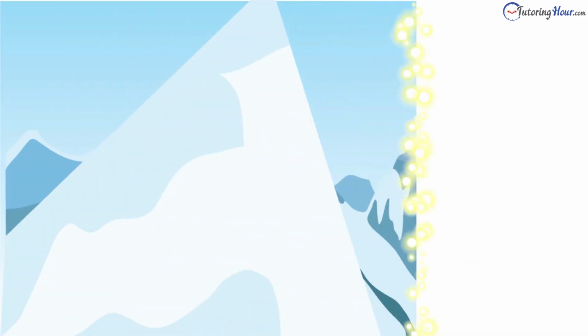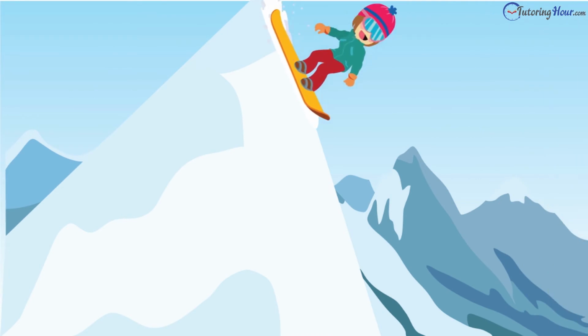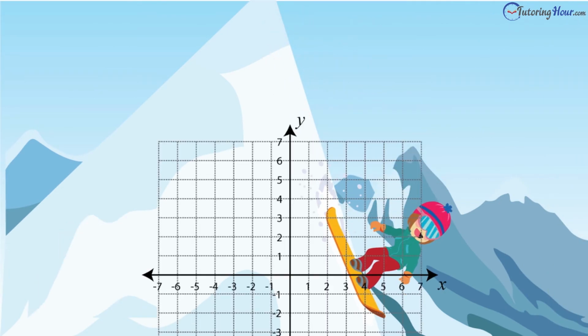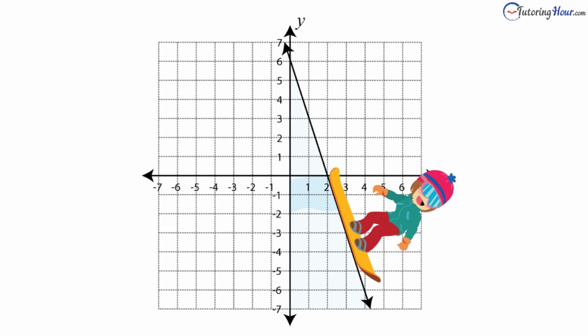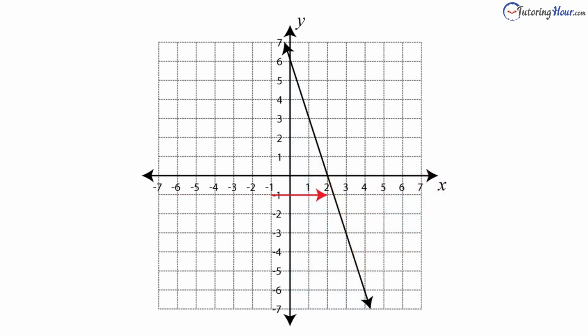Let's move on to our next slope. Imagine this snowboarder sliding downhill. Let's represent that on the Cartesian plane. As you move from the left to the right on the x-axis, the line goes down. We'll pick 2 points on the line, point A (1, 3) and point B (2, 0). Starting at point A, we'll go down until we are in line with point B. Now that is 3 units down.